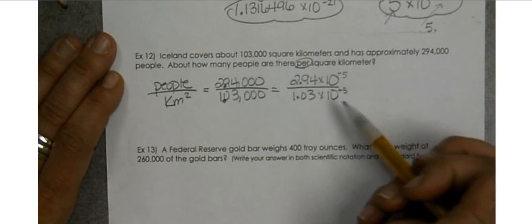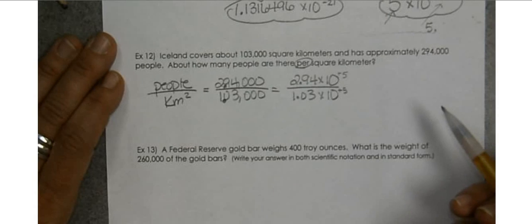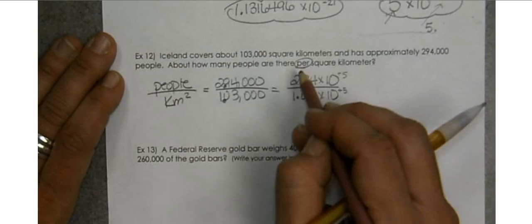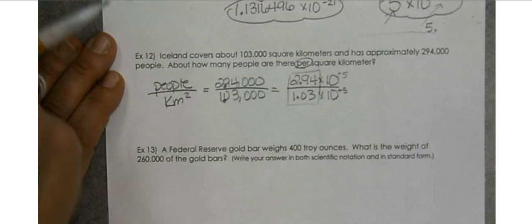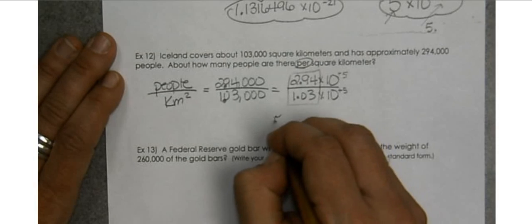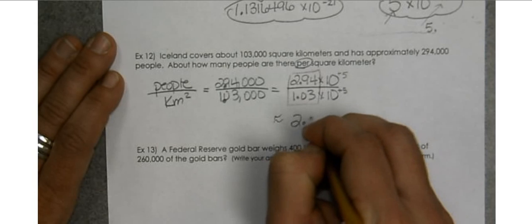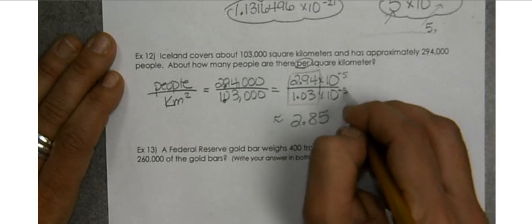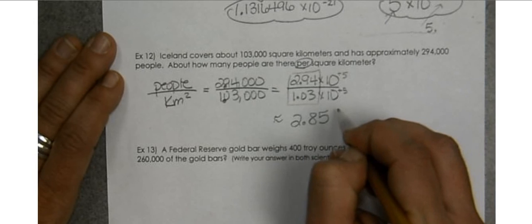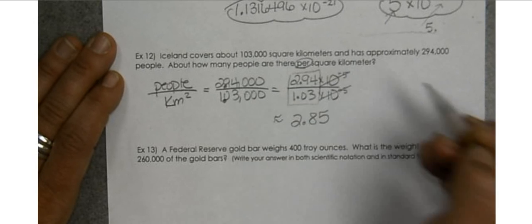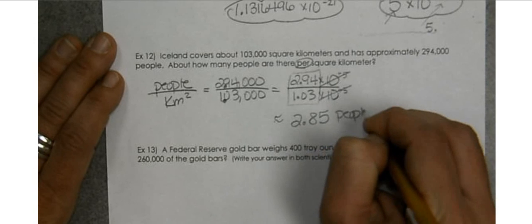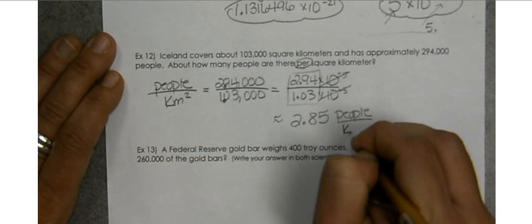Now that this looks like the problems in 9 through 10, we'll continue. Again, humor me. So what we can do is divide these two together, and we end up with about 2.85. And then when we subtract these exponents, we can see that we get times 10 to the 0, or you can see that they just cancel. So in this case, what we get is about 2.85 people per square kilometer.